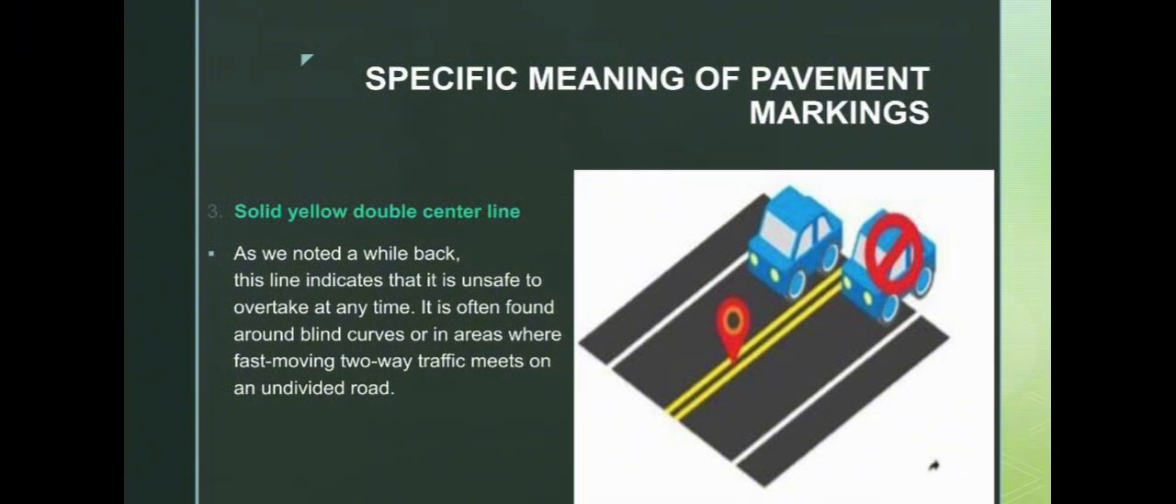Solid yellow double center line. As we noted a while back, these lines indicate that it is unsafe to overtake at any time. It is often found around blind curves or in areas where fast-moving two-way traffic meets on an undivided road.